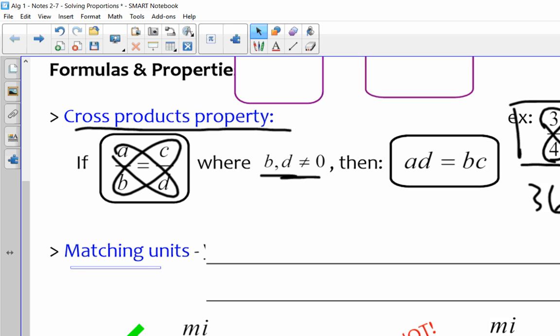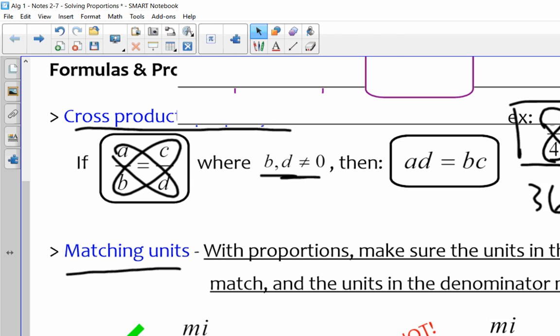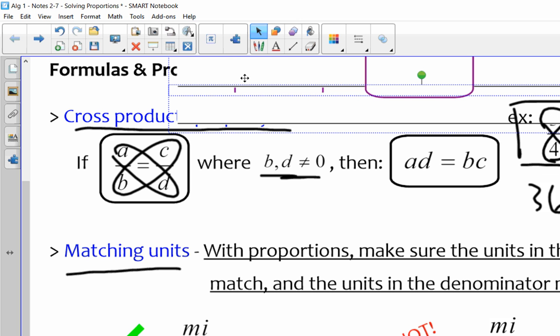All right, just kind of really important down here too, matching units. If you can go ahead and write that down. And then matching units, the definition for this. With proportions, make sure the units in the numerator match and the units in the denominator match. Okay, so what happens is a lot of times we use this in real life situations to be able to predict how much I need. Let's say I'm baking something at home, I'm using different ingredients, but I want to make more than what the recipe calls for, so I can use that to kind of figure out how much more of each ingredient I might need.